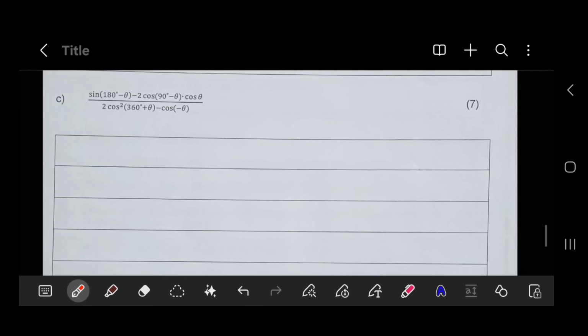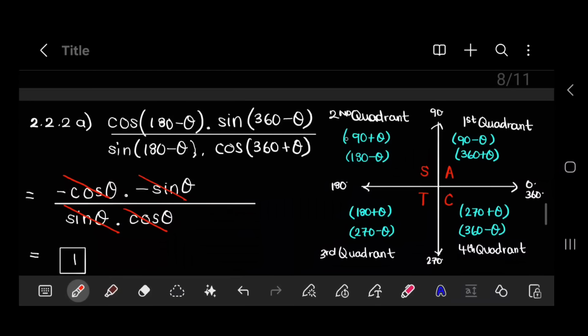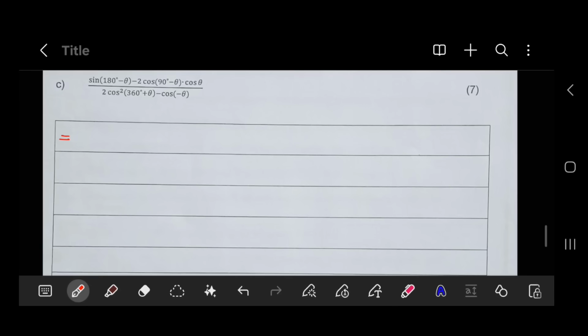Here is the next question, and this is for 7 marks. Again, we've got to work with the reduction formula, so let's do this. The first part we have is sine of 180 minus theta. According to our cast diagram with the reduction formula, 180 minus theta lies in the second quadrant where sine is positive. So that is going to become positive sine theta.